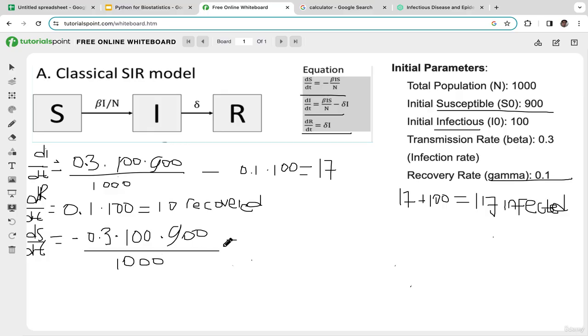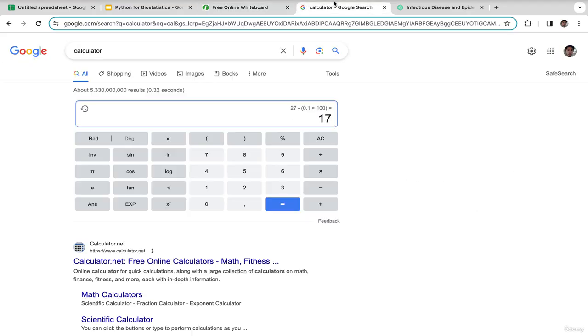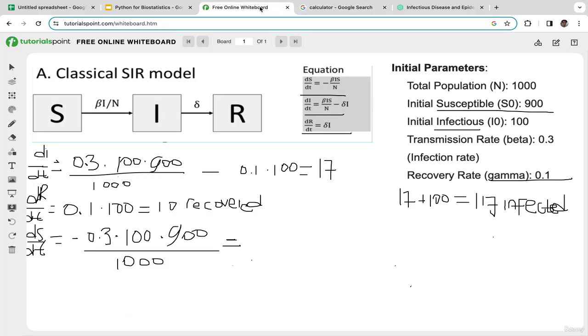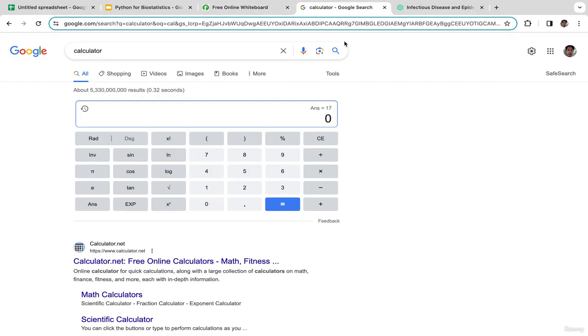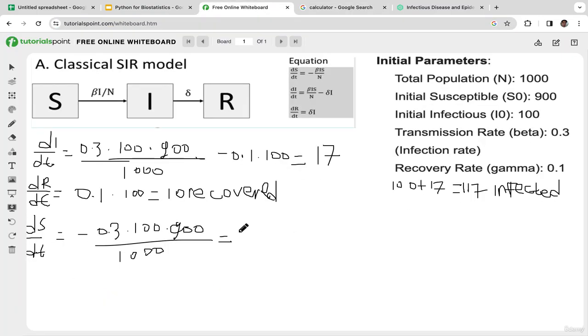If you want to do the calculations using a calculator, feel free to do it, because I'm too lazy to do it manually, to be honest with you. So we have negative 0.3 multiplied by 900 multiplied by 100, and this is what you get: negative 27,000. Don't forget, we divide that by 1,000 because that's the total population, so you get negative 27.